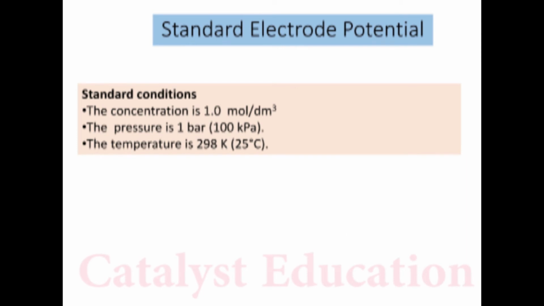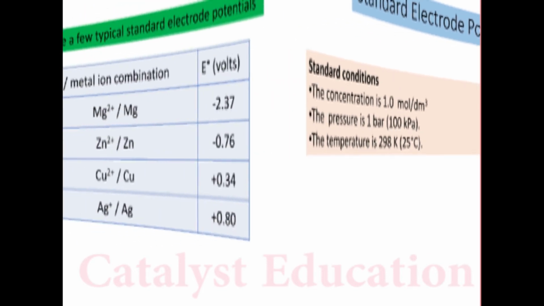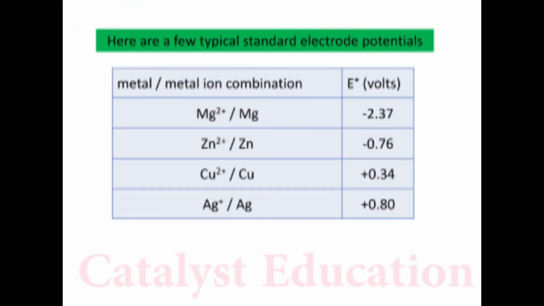Standard conditions. The concentration is 1.0 mol/dm3. The pressure is 1 bar, 100 kilopascals. The temperature is 298 Kelvin, 25 degrees centigrade. Here are a few typical standard electrode potentials. All are reduction potentials. Some are positive and some are negative.